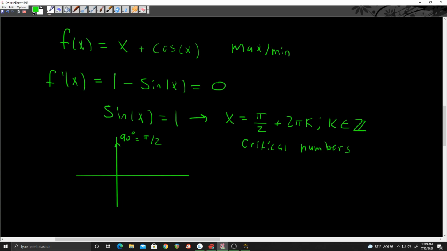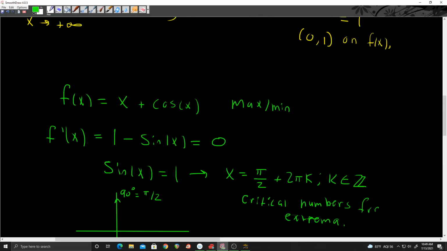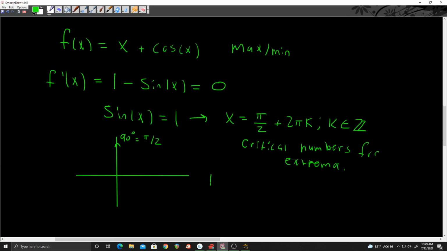Critical numbers for extrema. Okay. Pi over 2 plus 2 pi k. All right. So now let's see what's happening. Let's start k off at 0. In that case, x sub 0 is going to be just pi over 2. Now the idea here is that the slope is exactly 0 at pi over 2.